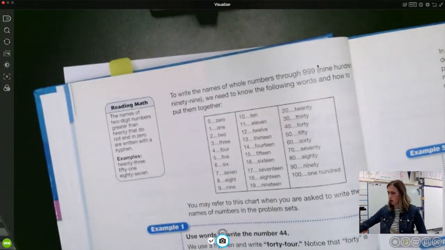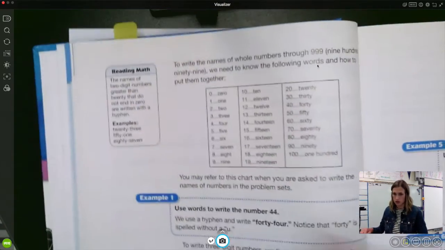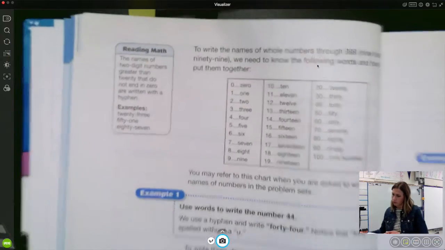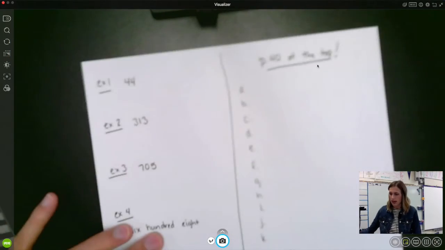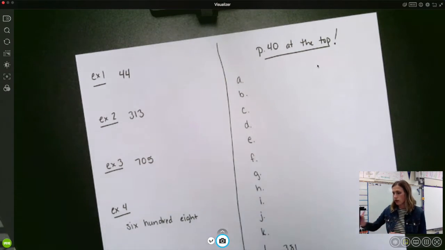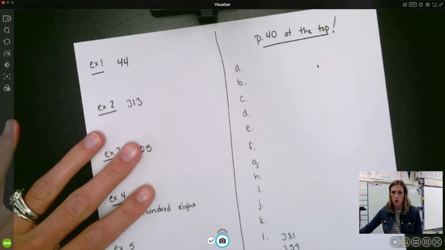That chart works, but this one also works to help you spell those numbers. Let's look at our problems here. Example 1 says use words to write the number 44.